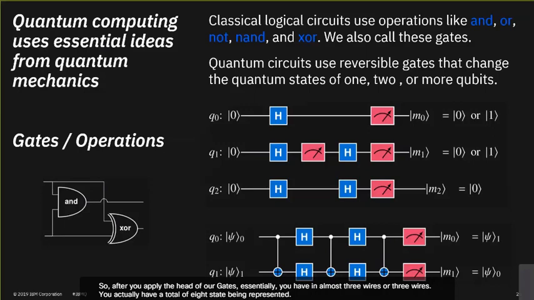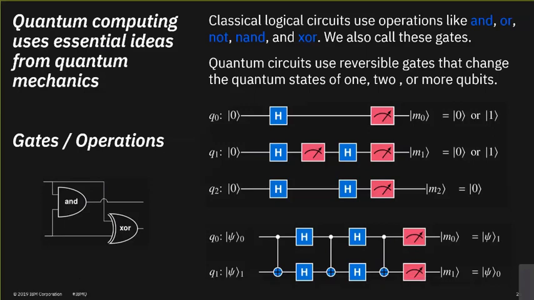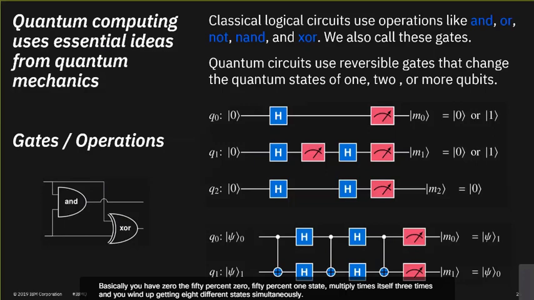along those 3 quantum wires, you actually have a total of 8 states being represented. Basically, you have the 50% 0, 50% 1 state multiplied times itself 3 times, and you wind up getting 8 different states simultaneously. This is quantum parallelism. And then you would see that little pink meter that represents performing a measurement operation.